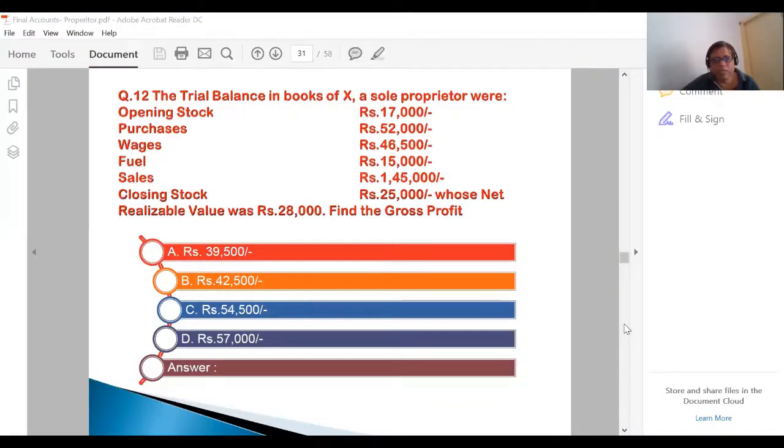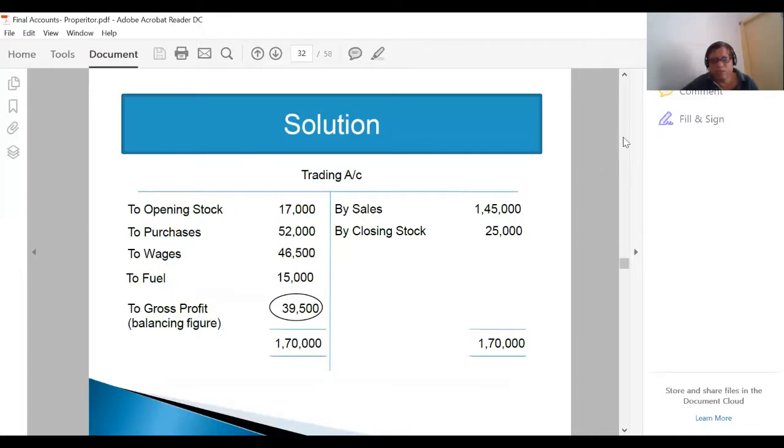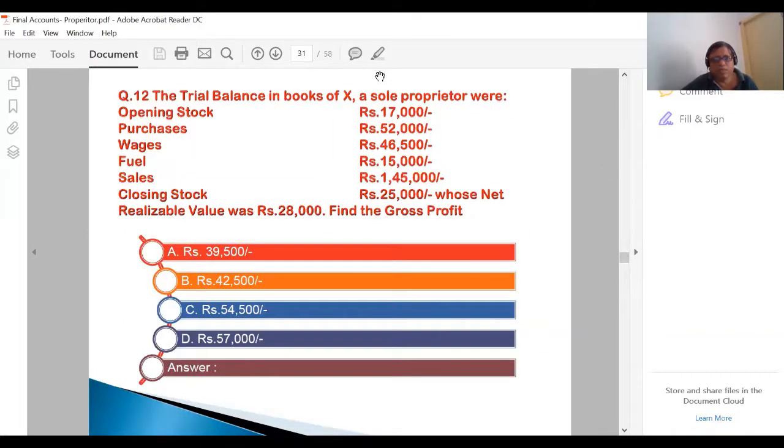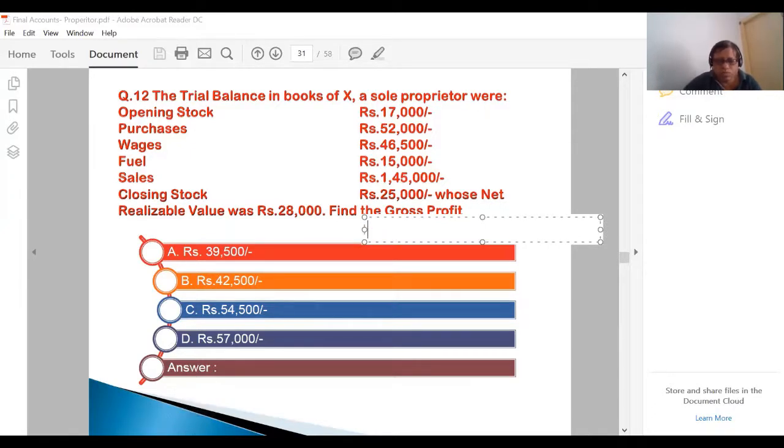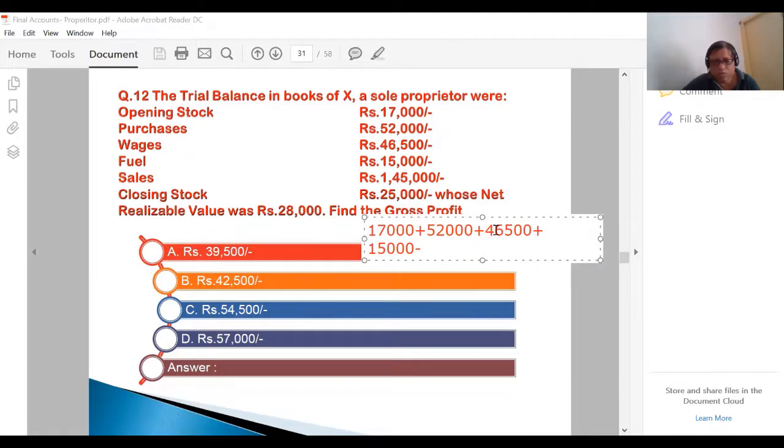We need to see what the gross profit is. Realizable value, so we will take opening stock plus purchases plus wages. Wages is how much? 46,500, plus fuel. Minus closing stock. Closing stock is how much? 25,000. So how much is coming?